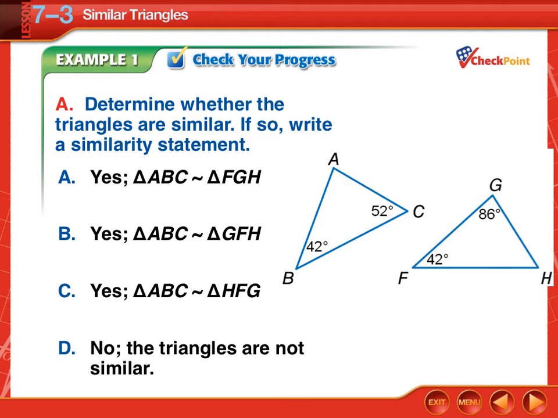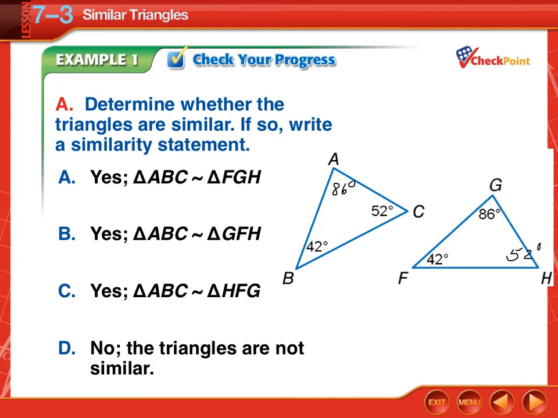They sum to 94 degrees. And if I subtract 94 from 180, I would get 86 degrees. And over here on GFH, I've got 42 and 86, which sum to 128. And if I subtract that from 180, I would get 52.